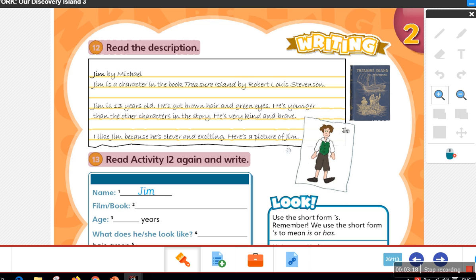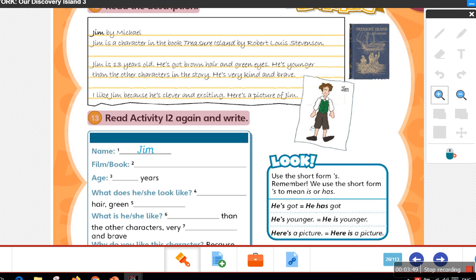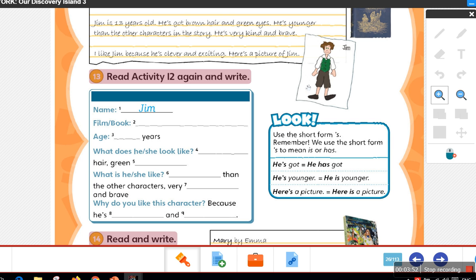Here is a picture of Jim. I want all of you now to focus and pay attention to the picture. Can you describe Jim? Can you tell about his hair, eye color, his height, tall or short, his size, slim, fat, thin, middle? Also you can talk about his clothes. What's he wearing, right? Okay. Next part.